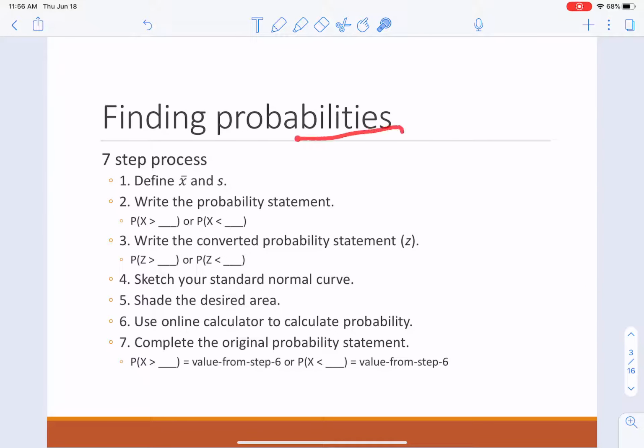So, probabilities, the second idea of z-scores. Finding probabilities takes about 7 steps, but three of them we've already done. Two of them are just drawing. One of them requires the internet, and it pretty much does it for you, which is great. And step 7 is just the conclusion.